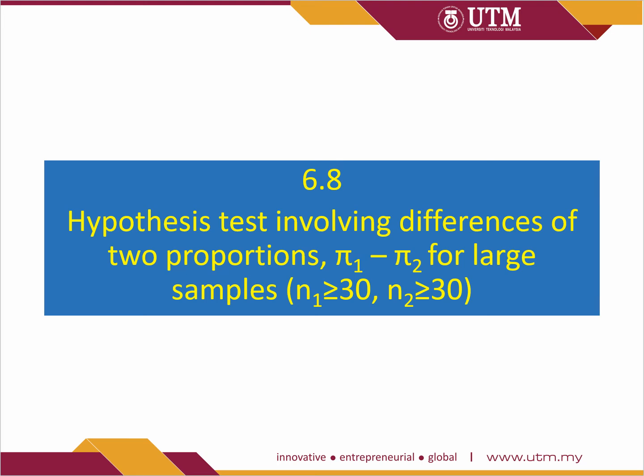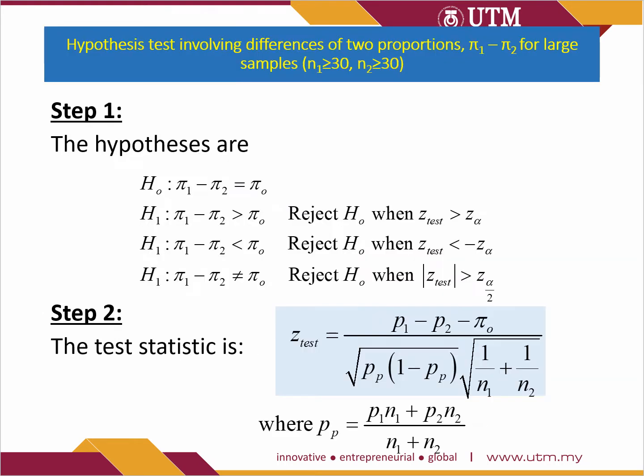In this video, we are going to learn about the hypothesis test involving differences of two proportions, given π1 minus π2, for large samples, n1 greater than or equal to 30 and n2 greater than or equal to 30. So the hypothesis for the difference of two proportions, given the null hypothesis, is π1 minus π2 equals π naught, and the alternative hypothesis can be π1 minus π2 greater than π naught.